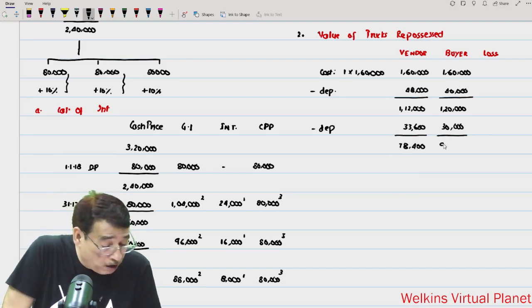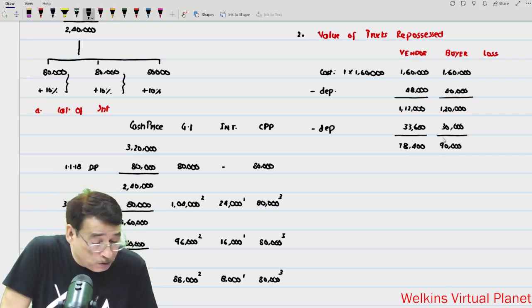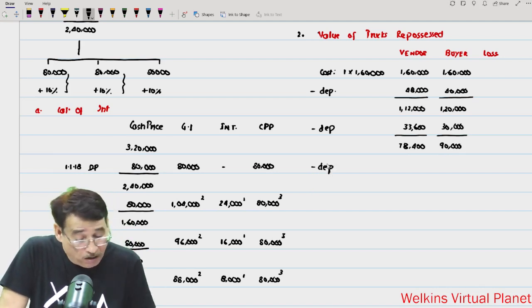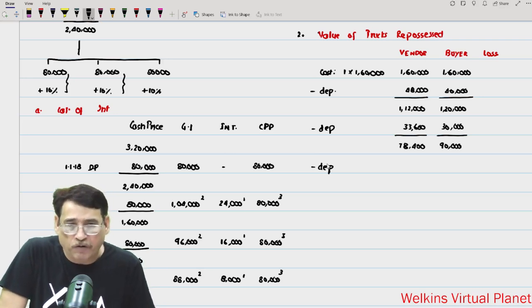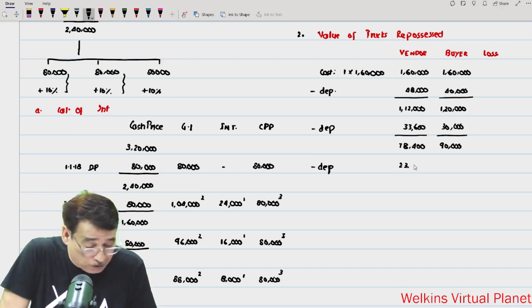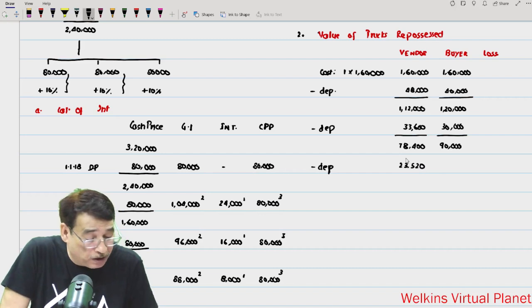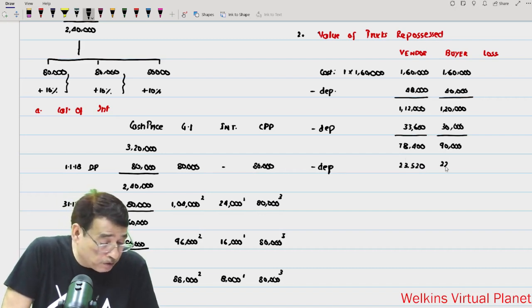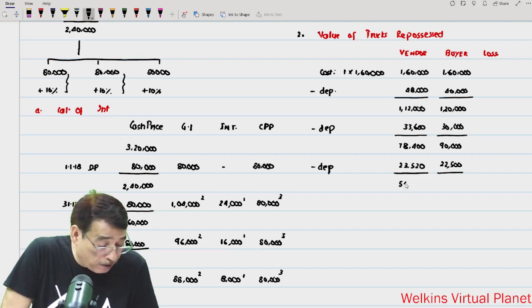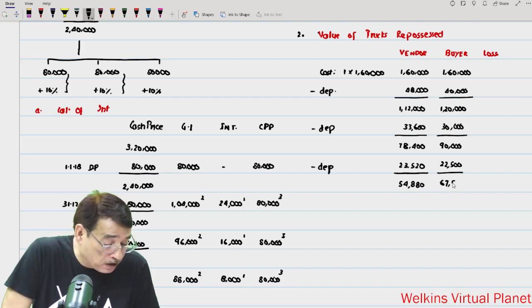And I would love you to actually keep on doing the calculations also, because sometimes when you simultaneously teach and write, sometimes error may creep in inadvertently, which means unintentionally. Now you will charge 23,520, that is for the third year, and here 22,500. So finally, vendor thinks that this particular truck should be valued at 54,880 as per his depreciation policy, while buyer may be of the opinion that the value should be 67,500.